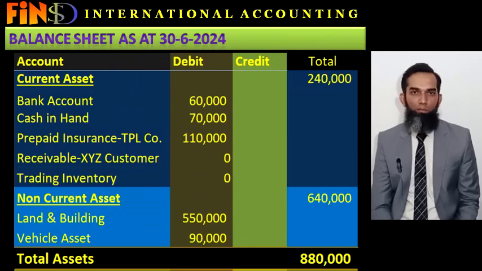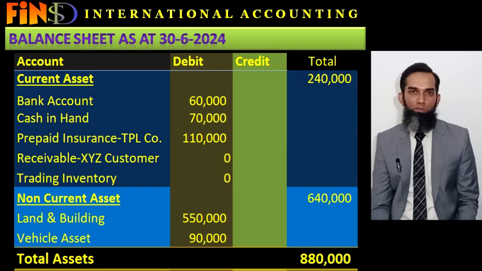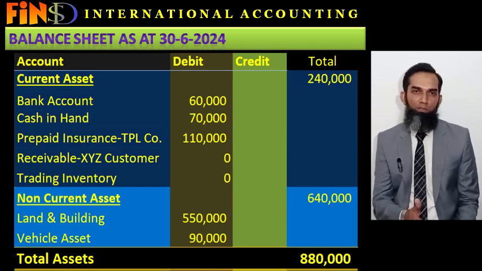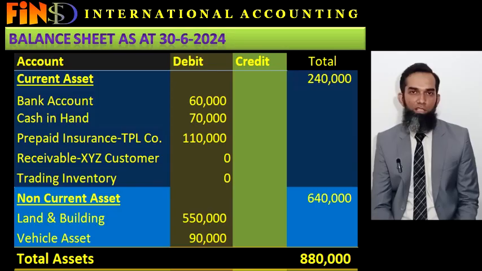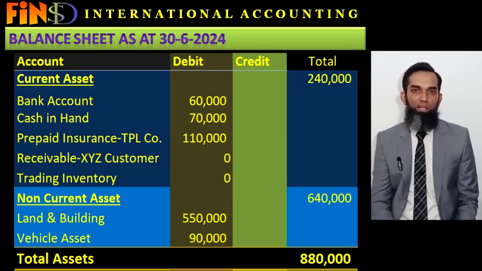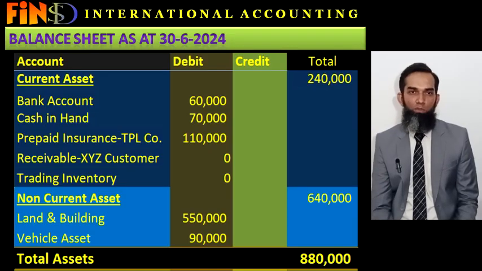Now we are talking about the balance sheet as at 30 June 2024. In International Accounting Standard, the new name for the balance sheet is Statement of Financial Position. It is the financial position as at 30 June 2024. So the 30 June 2024 balance sheet is showing the current assets: bank account is showing a 60,000 balance, cash in hand is showing 70,000, and prepaid insurance is showing 110,000.